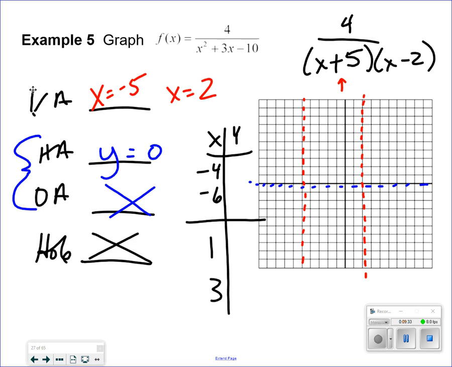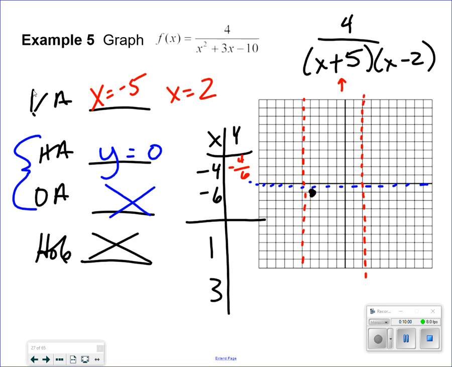So plug -4 in for x. If I plug -4 in for x, I'm going to get negative, and I'm just going to leave it not reducing it. So 4, 6. So -2/3 if you wanted to reduce it. So at -4, 1, 2, 3, -4, -2/3. So down here.